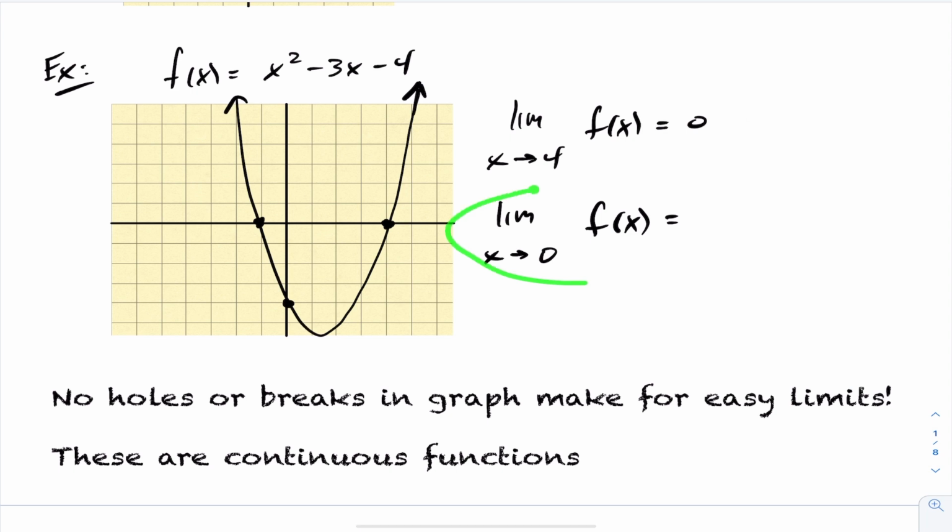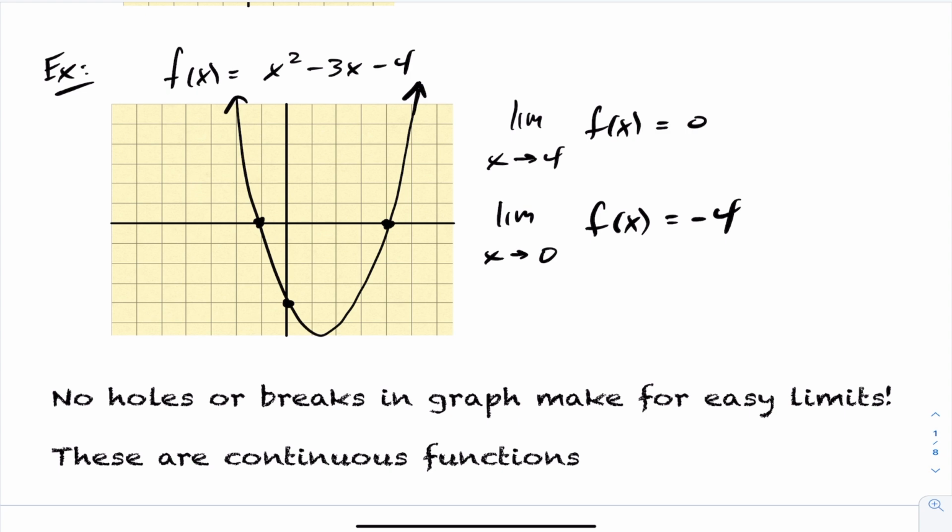Now what happens as x approaches 0? As x approaches 0 from the right-hand side, my function is approaching negative 4. As I approach 0 from the left-hand side, my function is approaching negative 4 from above. So therefore, in either case, the limit as x goes to 0 of f at x is negative 4.